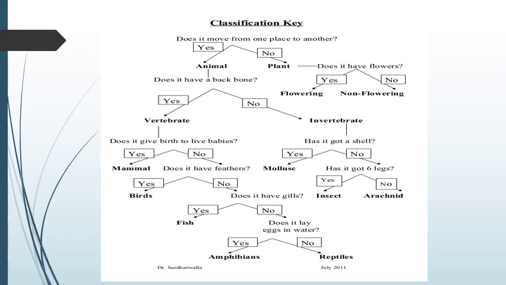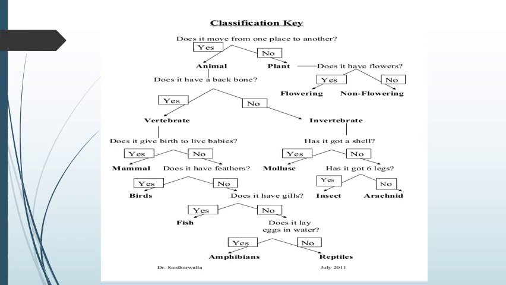So first of all, the possible option is: does it give birth to live babies? If any organism of the samples which you have gives birth to live babies, then you will categorize the specimen as a mammal. And if no, then the other possible option is: does it have feathers? If yes, then it will be a bird. And if no, then the other possible option is: does it have gills? If any of the samples have gills, then it will be a fish.